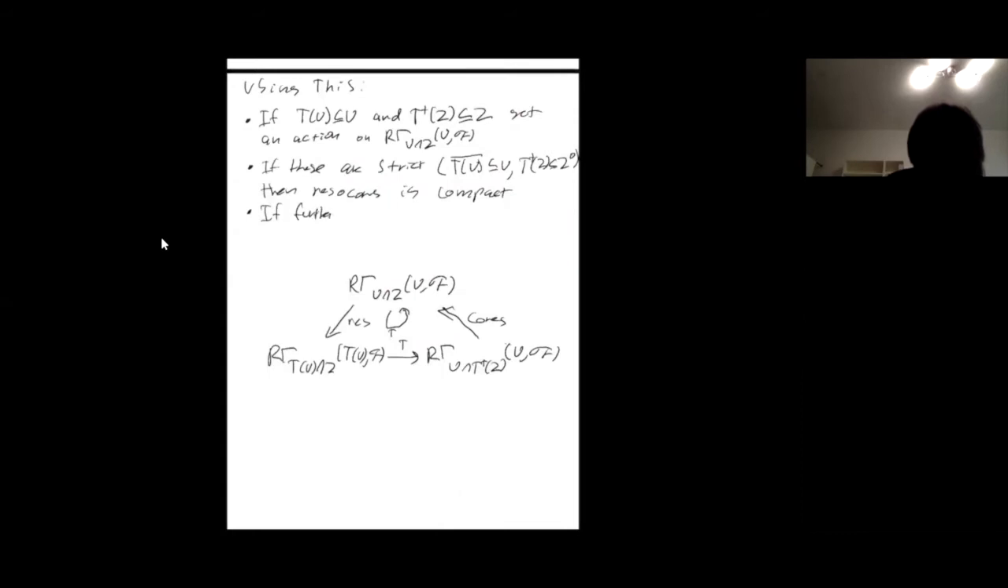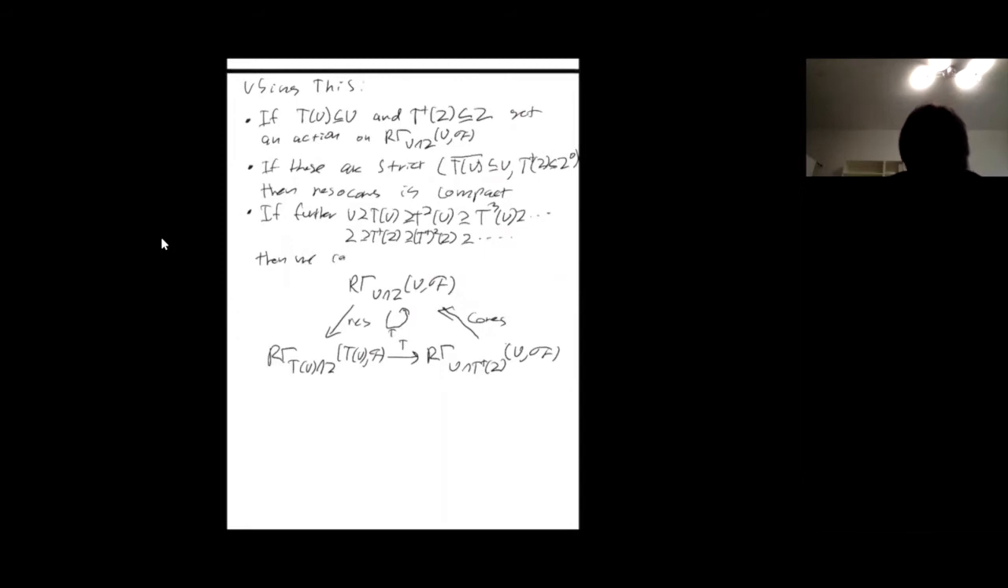Now we can go further and keep iterating. So maybe U contains T of U, contains T squared of U, contains T cubed of U, and so on. And also Z contains T transpose of Z, contains T transpose squared of Z, and so on.